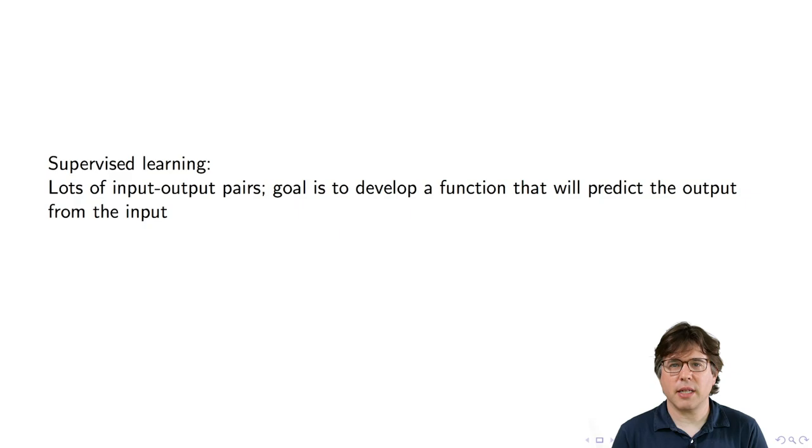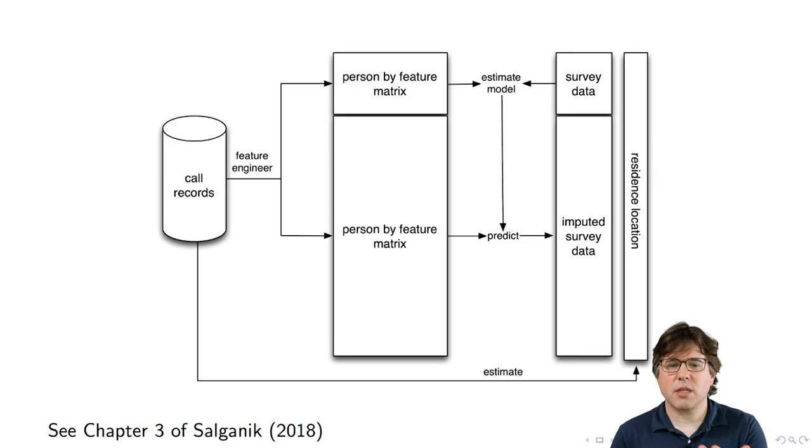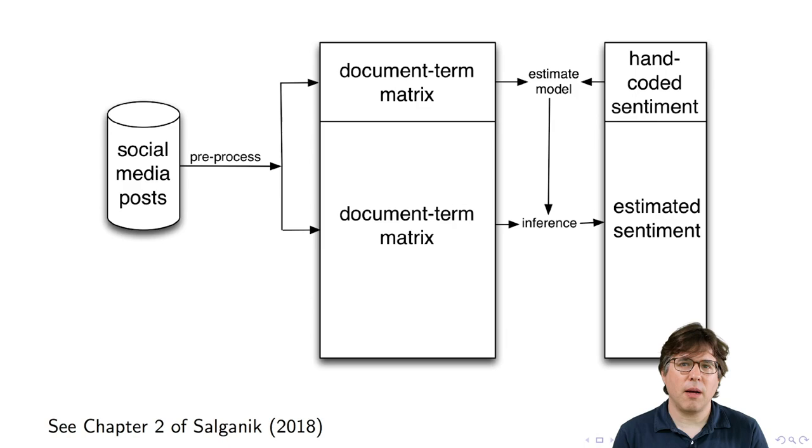Supervised learning is a branch of machine learning where you get lots of input-output pairs, and the goal is to develop a function that will predict the output from the input. This is one of the few ideas that shows up across multiple chapters in Bit by Bit. This is the diagram that I used to illustrate the Blumenstock study. Here, this is a diagram in chapter 2 of Bit by Bit on observing behavior. This is from the study of social media posts in China. Again, you see a very similar picture because there's a very similar example of supervised learning going on.